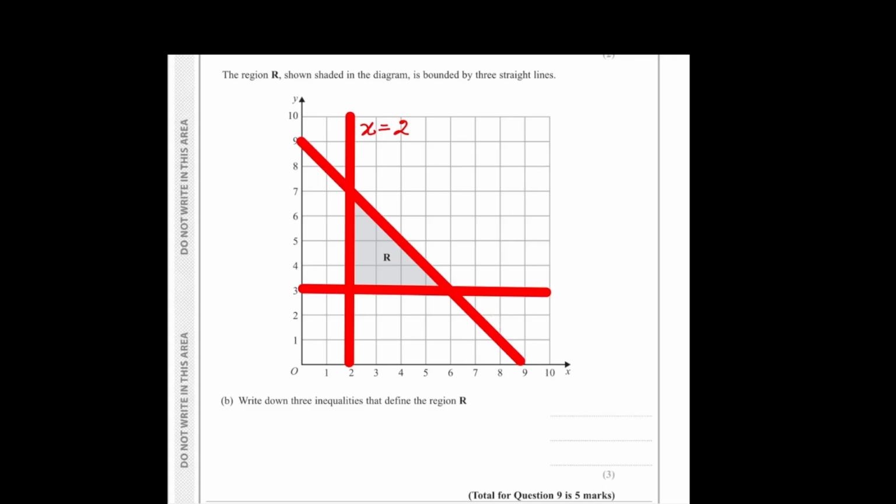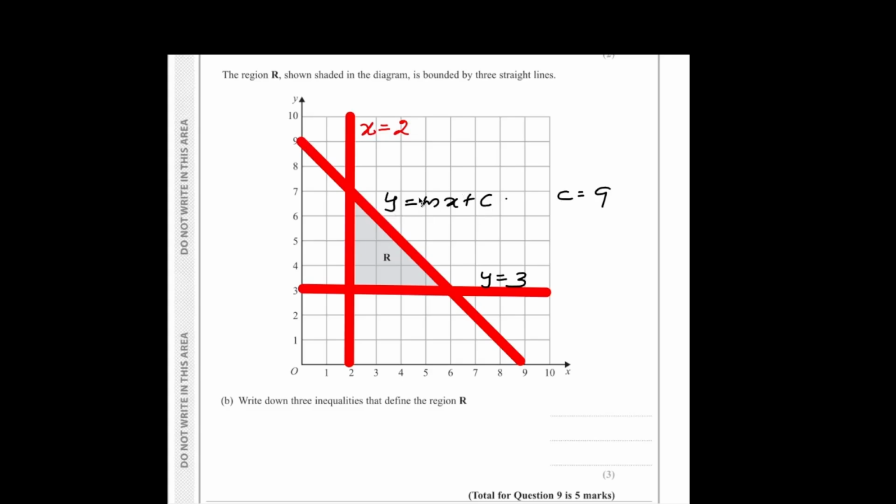So let's identify the equation of this one. This line passes through the y-axis at 3, therefore the equation of this line is y equals 3. And this one is y equals mx plus c type. You need to get what the gradient and what the y-intercept is. Just by looking at the diagram, you can get the y-intercept, in this case c, as 9. Because the line hits the y-axis at 9, and where the line cuts the y-axis is known as the y-intercept. Therefore, c equals 9 in this case.